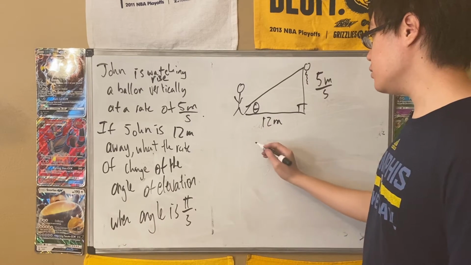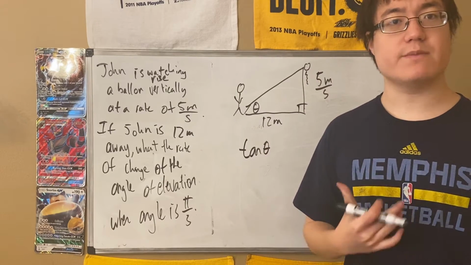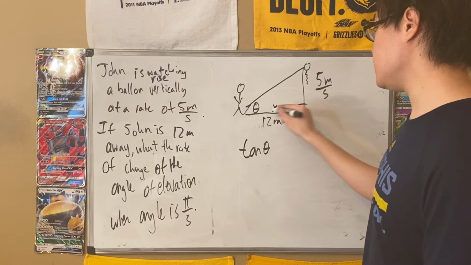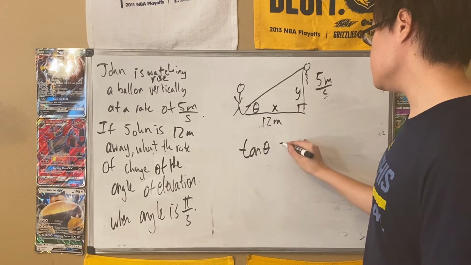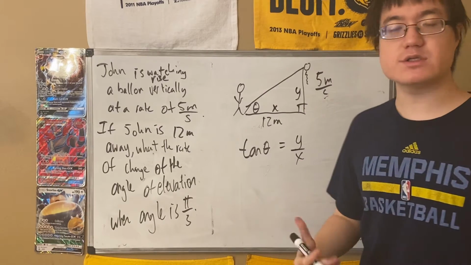So the formula I'm going to do is write tangent of theta, and then let's attribute some variables for this question. I'm going to call this x because it looks like the x side. I'm going to call this y. So it's going to be y over x. So this is going to be the formula that governs this question.